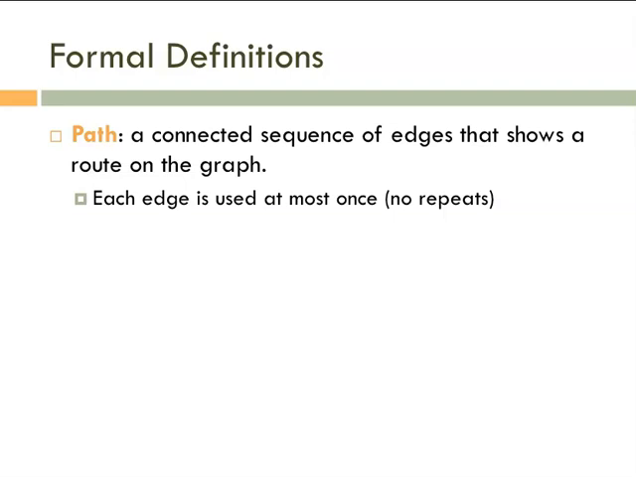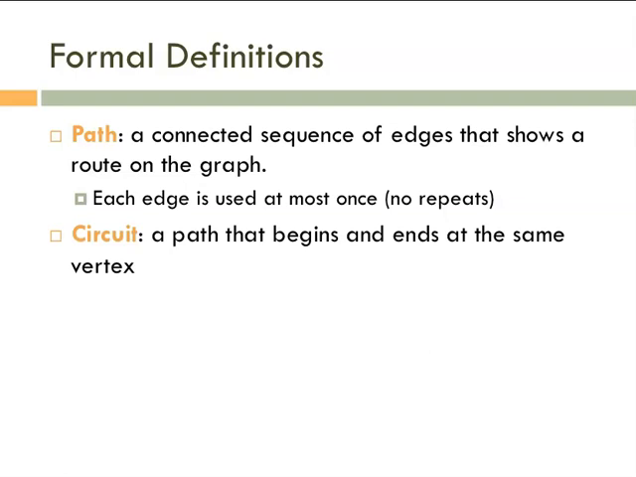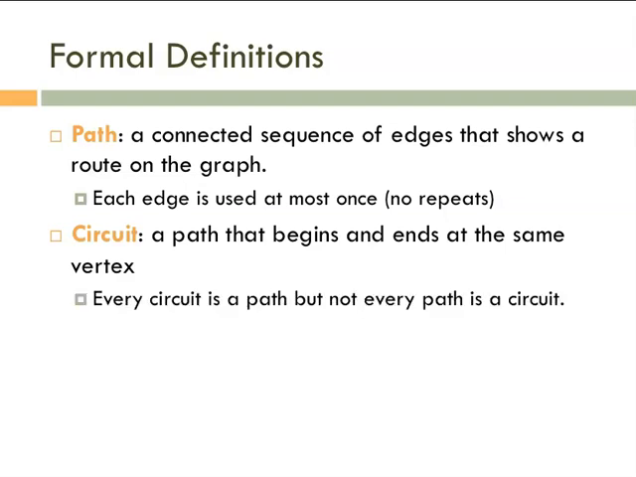And then the second thing is what we call a circuit, which is a type of path. In particular, it's a path that begins and ends at the same vertex. So every circuit is a path, but not every path is a circuit, right? A circuit is a type of path. So a path is just going through a sequence of edges, just as long as there are no repeats. And a circuit is a path, so again, a sequence of edges, but it's one where it begins and ends at the same vertex.